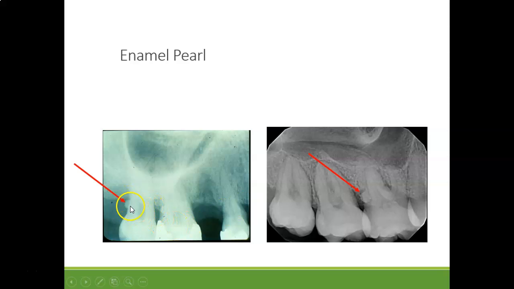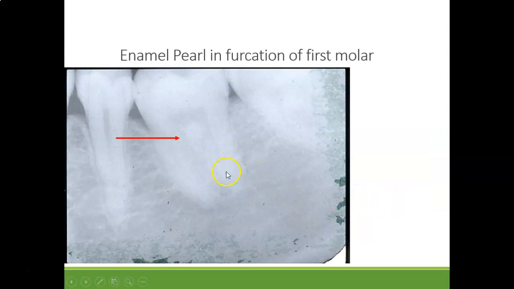So here's another example of an enamel pearl. Look how rounded that is. If you remember when we've been looking at calculus on x-rays, it looks more like a pointy spur. This looks very smooth and round, and has very defined edges. Calculus really never looks like that, and it looks very round here as well in this radiograph. Here is an enamel pearl in the furcation. It's a straight-on image, so it's not as obvious, but you can see how it's more radiopaque right there.